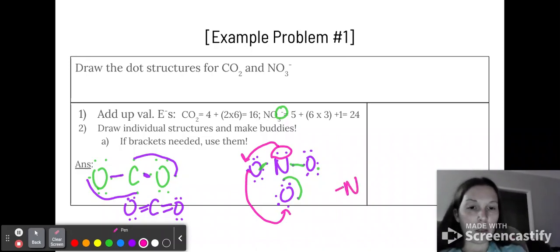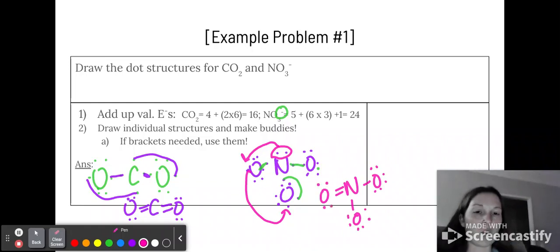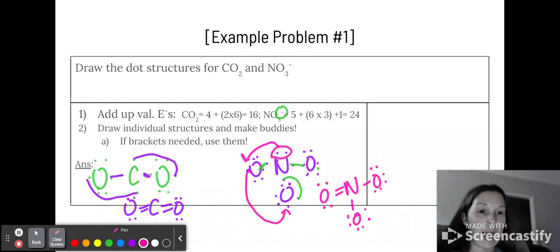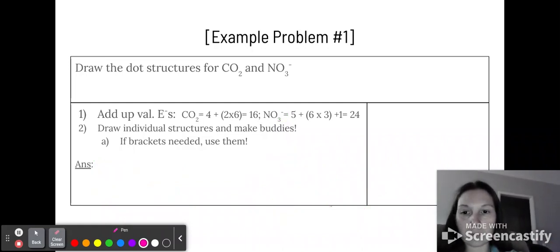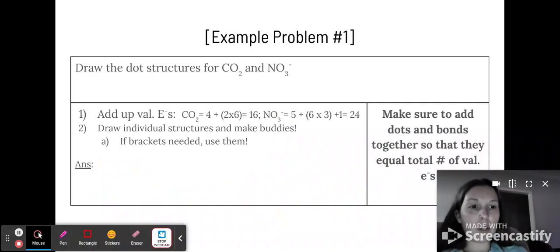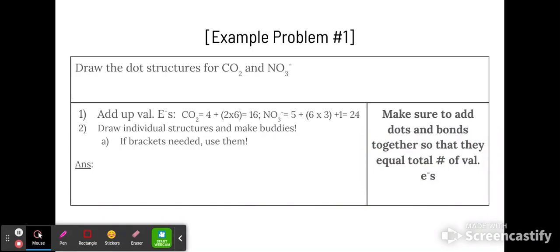So you're going to end up with a dot structure that looks like this. So we've got 2, 4, 6, 8, 10, 12, 14, 16, 18, 20, 22, 24. Everything's got 8 and it's happy. I'm going to clear my screen, so I want you to pause right now so that you can write all of this down. And then just make sure, like I said, to add the dots and bonds together so that they equal the total number of valence electrons.